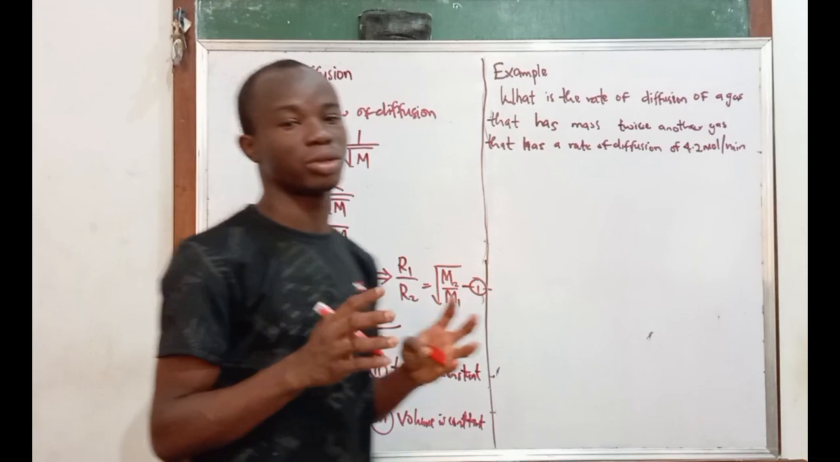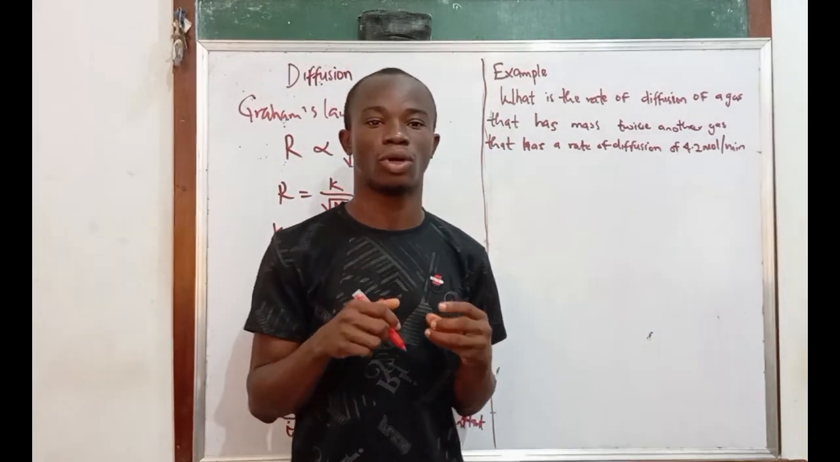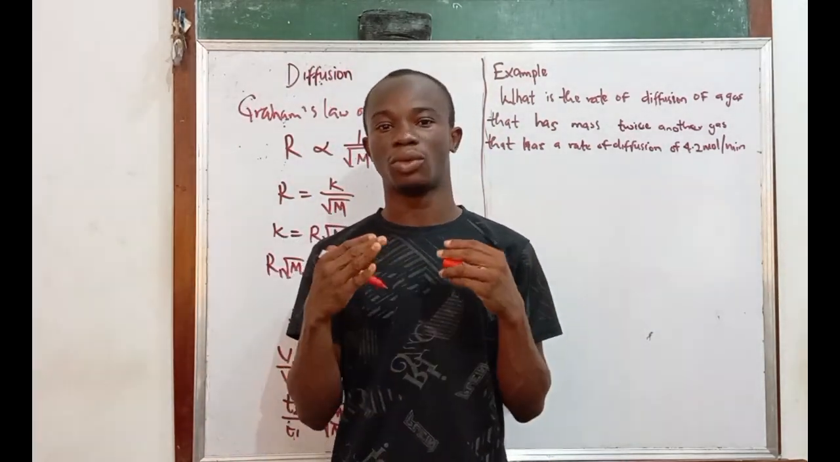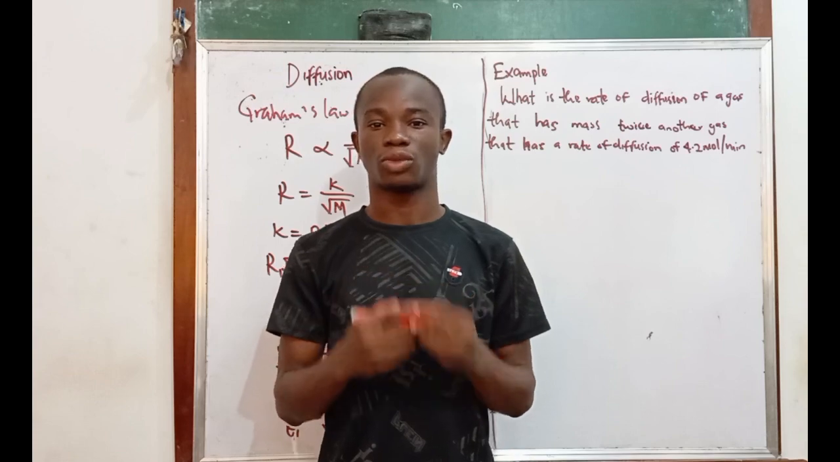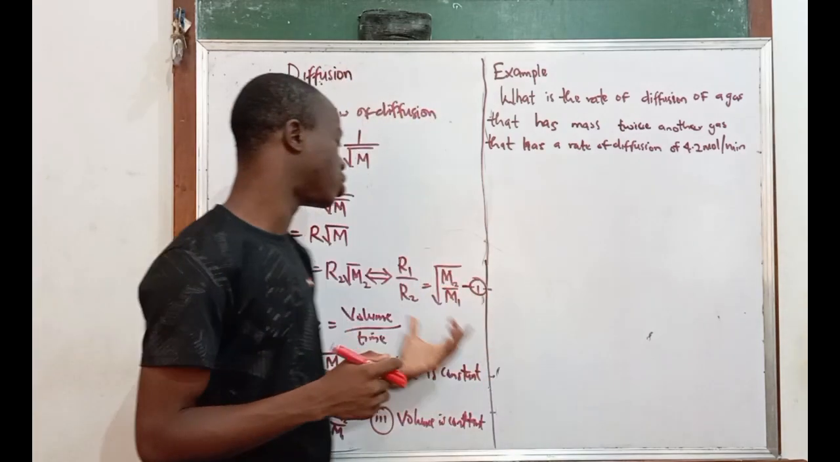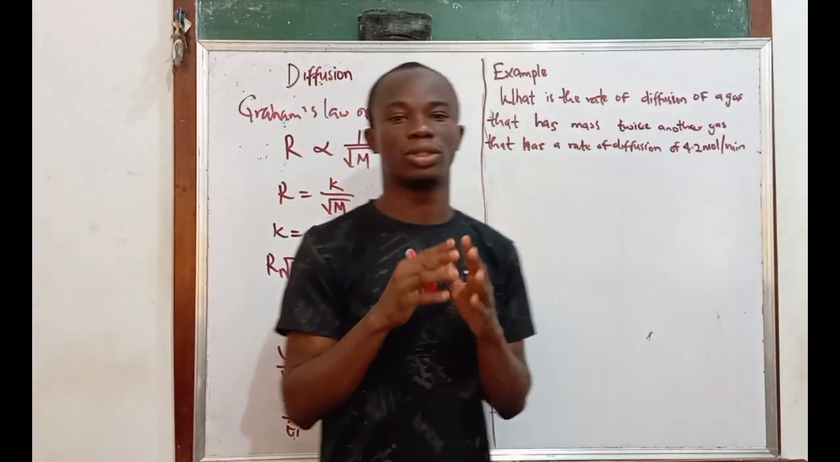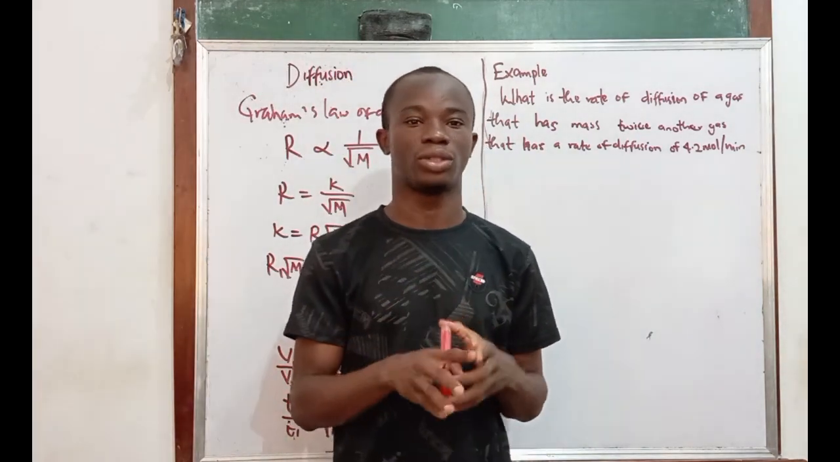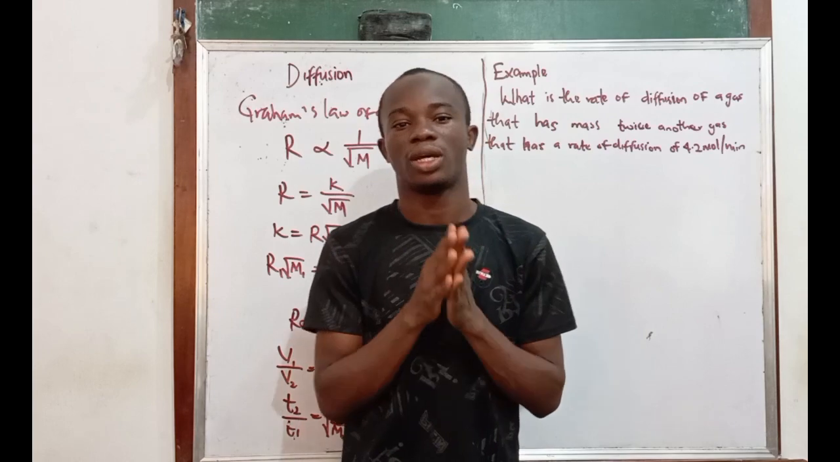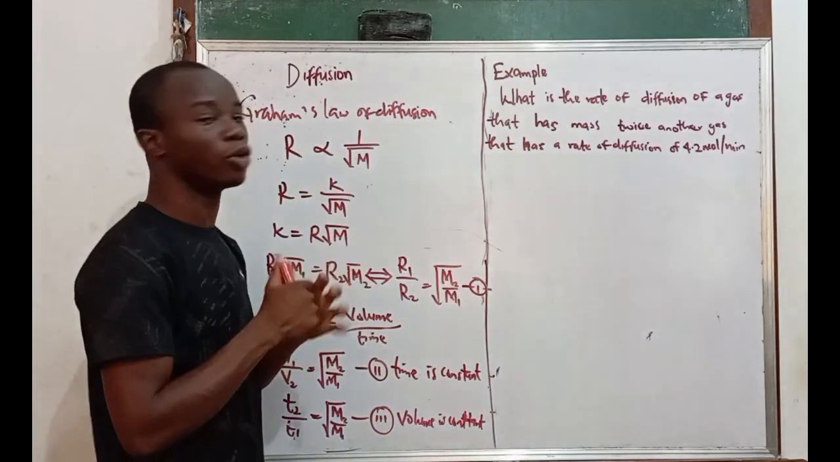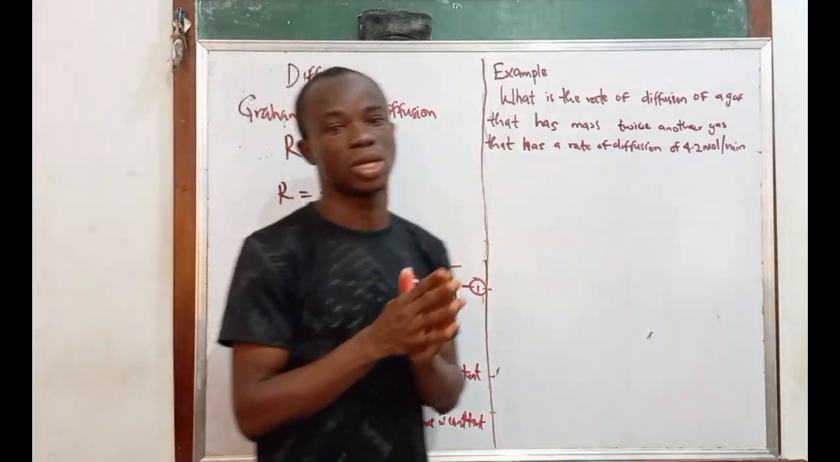But if they do not talk about either the volume or the time, but they only give you the rate at which diffusion occurs, then you can use the first expression I've given to us in this case. So depending on what is stated in the question determines which of the expressions derived from Graham's law of diffusion that you are going to use.